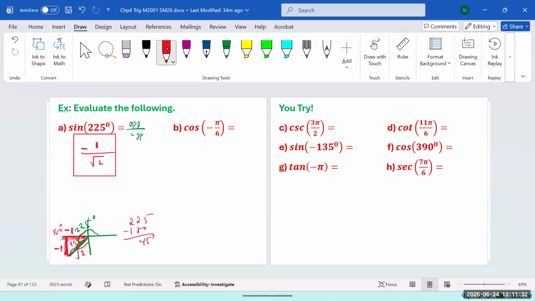No. So two special triangles are only for 30, 60, and 45. And for the rest, how do you memorize the 0 degree, the 90 degree? I taught that yesterday.